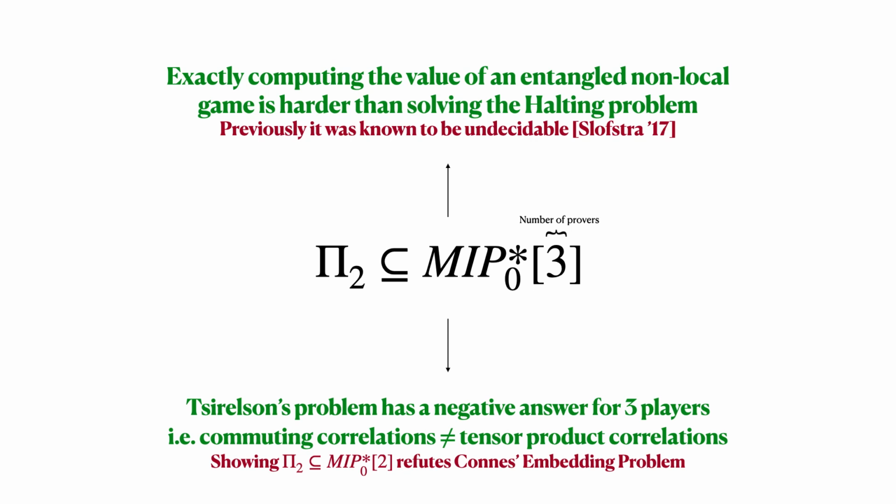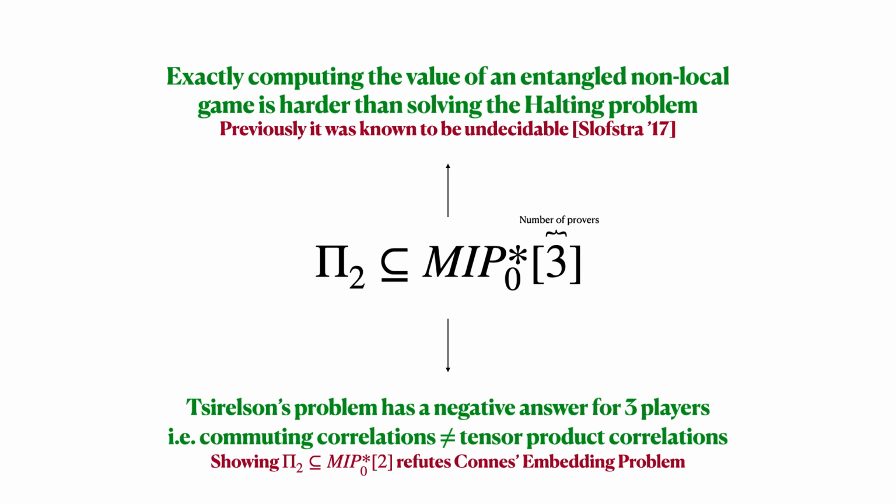Another way to state our result is in terms of non-local games, which we will define precisely in a moment. Our result, phrased in this way, states that computing the value of an entangled non-local game is strictly harder than solving the halting problem. Slofstra had previously shown that this task, computing the value of an entangled game, is undecidable, but the precise characterization of the hardness of this task was not known.